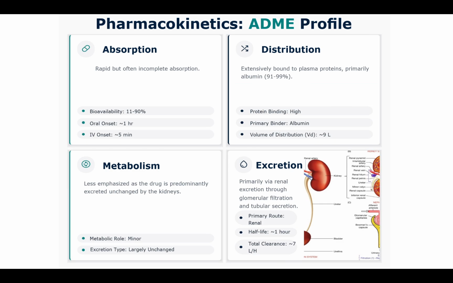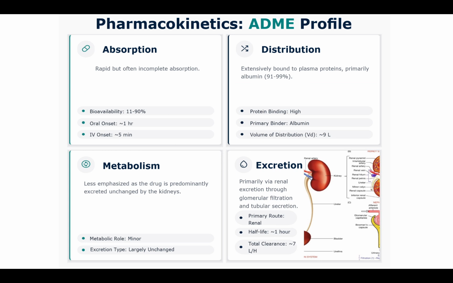Now let's explore the pharmacokinetics of furosemide, which describes its journey through the body from when it's taken until it's eliminated. First, absorption. After oral administration, furosemide is absorbed rapidly but often incompletely. Its oral bioavailability can vary widely, ranging from approximately 11% to 90%, with an average of about 65%. This variability can sometimes lead to inconsistent therapeutic outcomes.